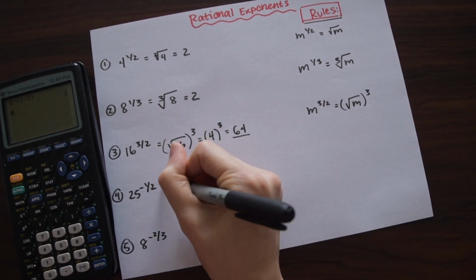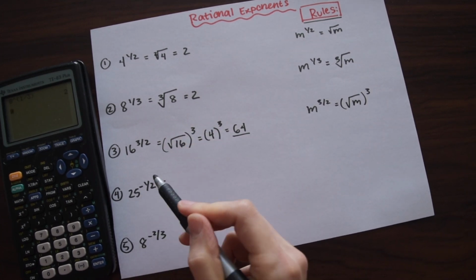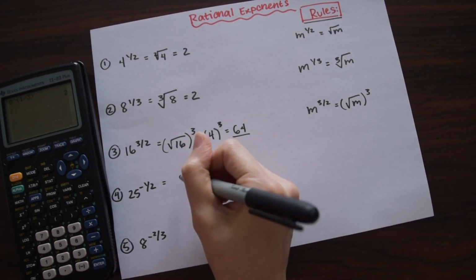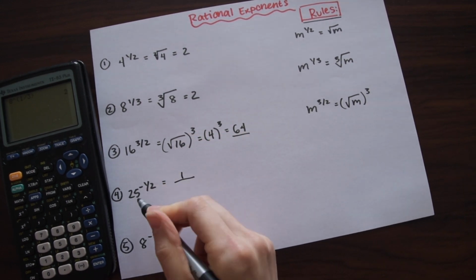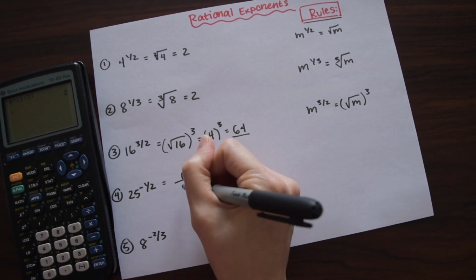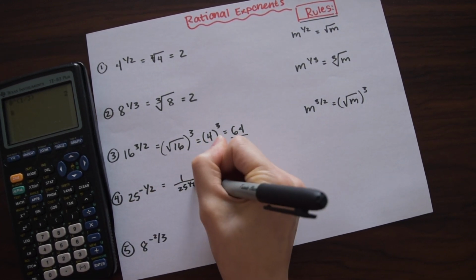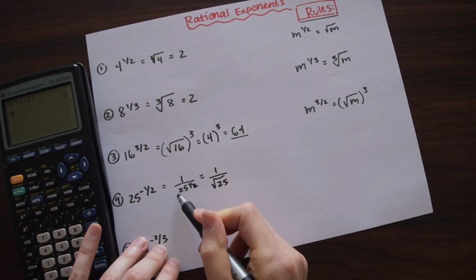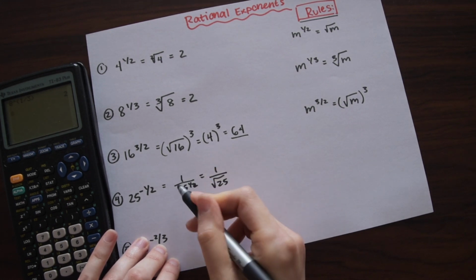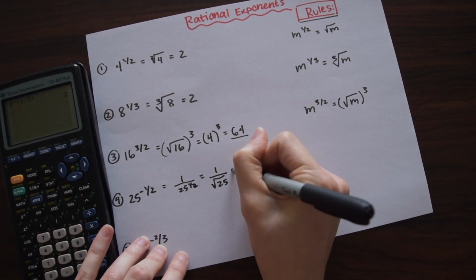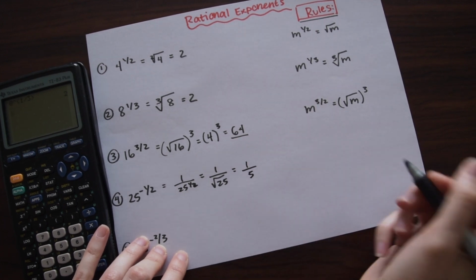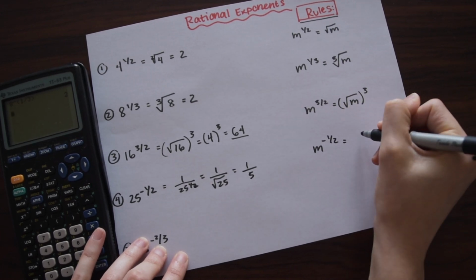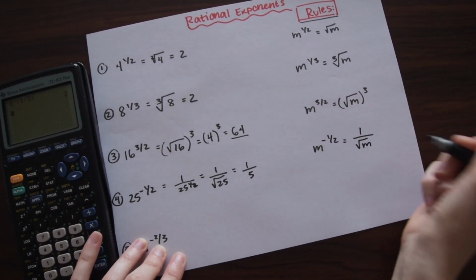So our next question looks a little different. We have 25 raised to the negative 1/2. What happens here is we kind of flip and make a fraction. So we put a 1 over this, and this now becomes 1 over 25 to the 1/2, which is then equal to 1 over radical 25, right? We just wanted to make this positive by putting a 1 down here because this is negative. And then this becomes 1 over 5. So if we wanted to write a rule for this, we would say m raised to the negative 1/2 is equal to 1 over radical m.